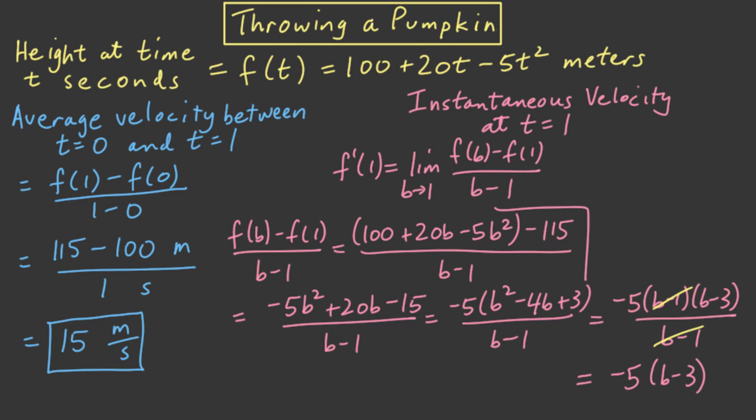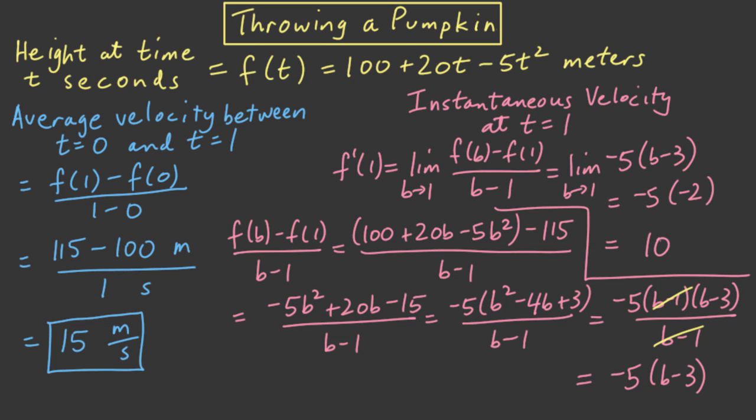So moving back up here, we say that this limit is the limit as b approaches 1 of minus 5 times b minus 3. Now this is continuous, so we can just plug in b equals 1. And so we're going to get minus 5 times minus 2, which is 10. All right, and 10 what? Well, remember that the output of f is meters. The input that's going into f is measured in seconds, so the derivative of f should be measured in meters per second. So that's our instantaneous velocity at time t equals 1. It's 10 meters per second.